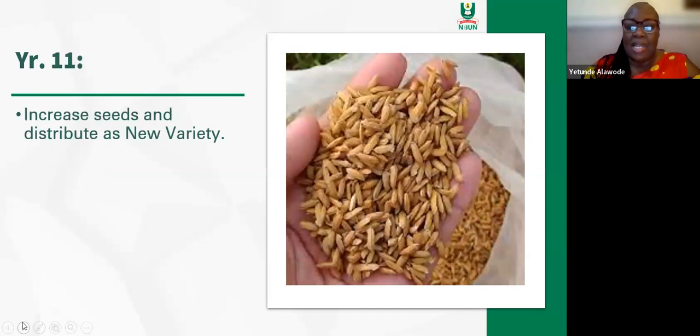And of course, in year 11, you have your breeder seed. And what you want to do is that you want to increase them and get a new variety. So you can see in this particular pedigree method, you are even going to use 11 years. So no breeding work is easy. So that is 11 years before you can get a new variety.